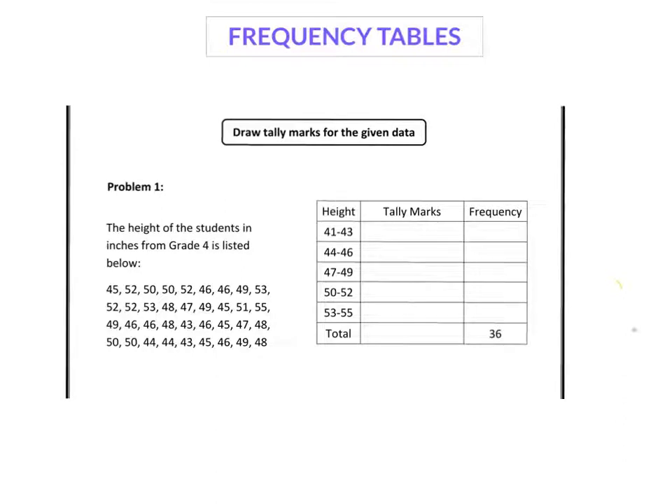Now you can see they've done it in a frequency table here. The first category is 41 to 43 inches. So we're going to go through the list, and every time we see a height in that category, we're going to mark a tally.